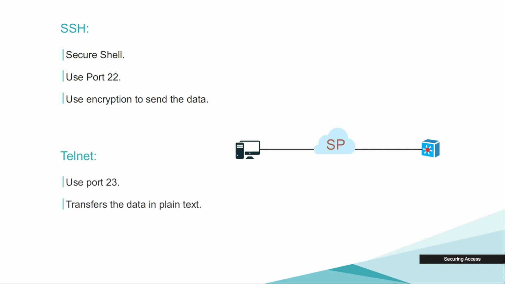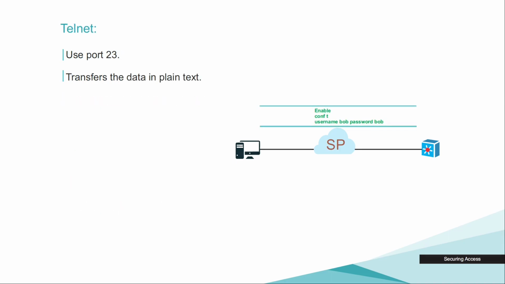The second protocol is Telnet. Telnet uses port 23, and Telnet transfers the data in clear text. So what do we mean by transferring the data in plain text? If we use Telnet between our PC and our network device, the data will be transmitted in clear text and anyone can see it. For example, if we configure our device with username Bob and password Bob, anyone along the path will see those commands and be able to read them.